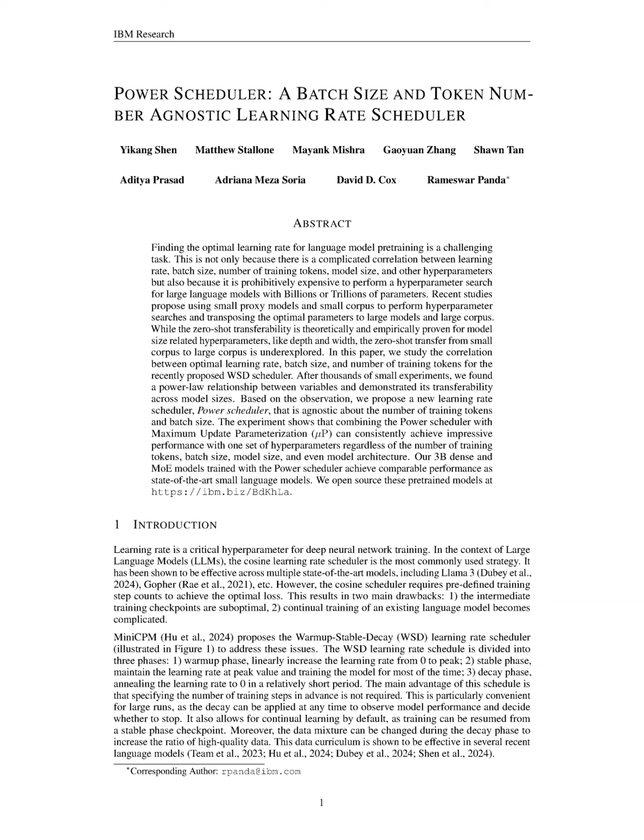This adjustment is crucial because it allows the model to adapt to varying training conditions without needing to specify the total number of training tokens in advance, thus facilitating continual learning and early stopping based on model performance. The rationale behind this approach is to optimize training efficiency and effectiveness, particularly for large-scale models, by ensuring that the learning rate is responsive to the actual training dynamics rather than fixed parameters.